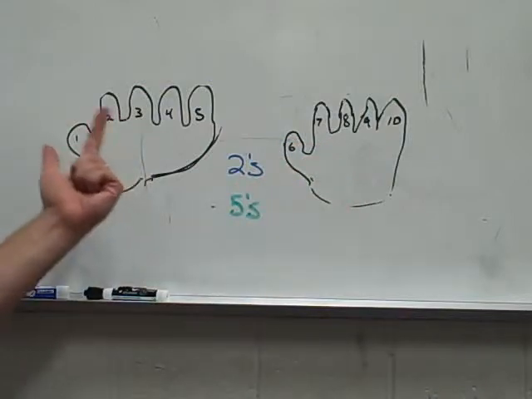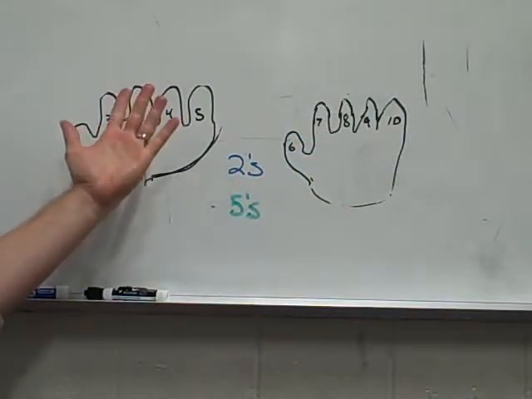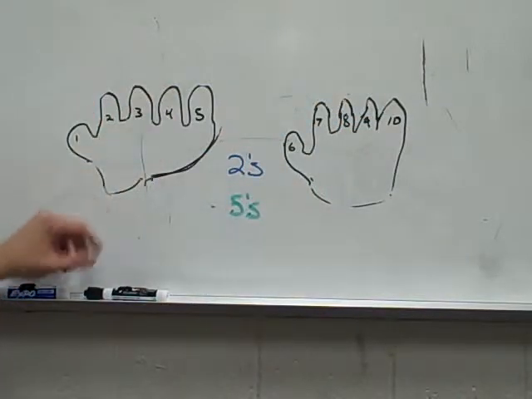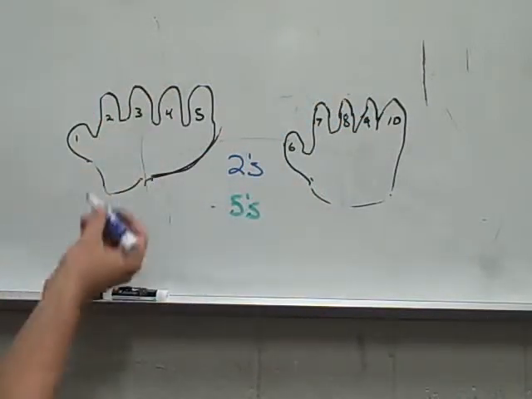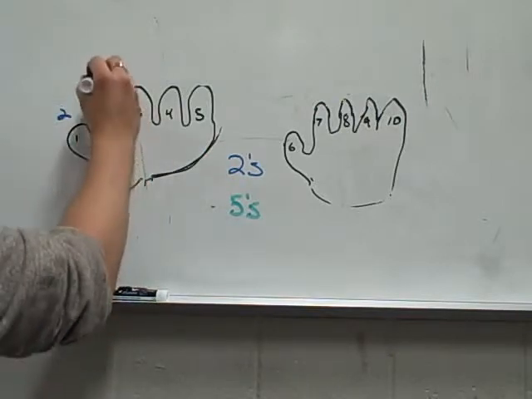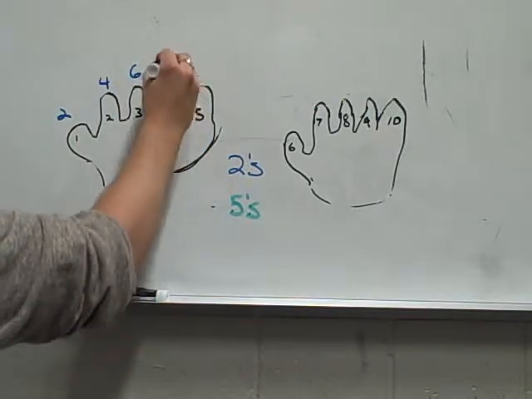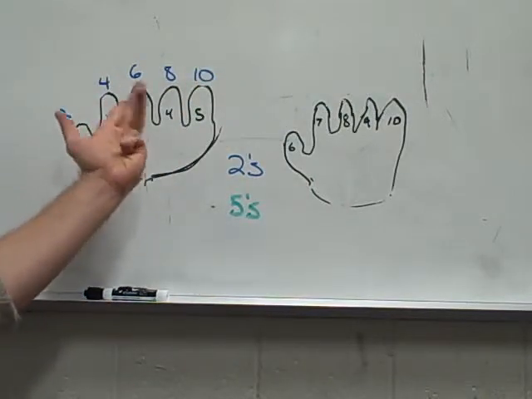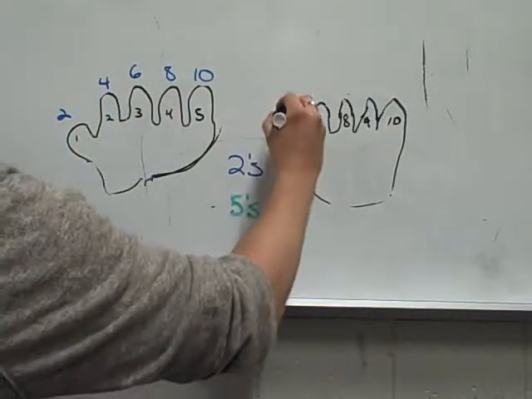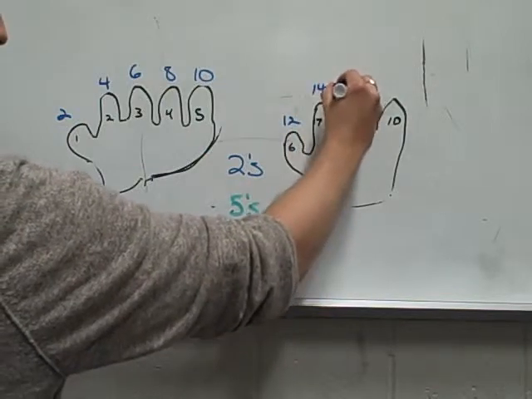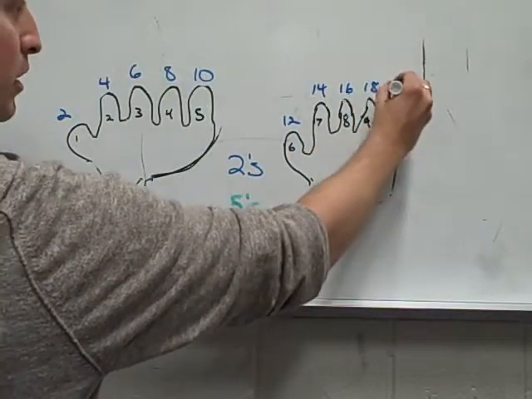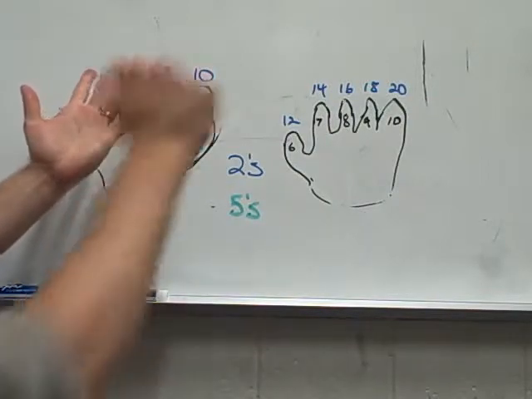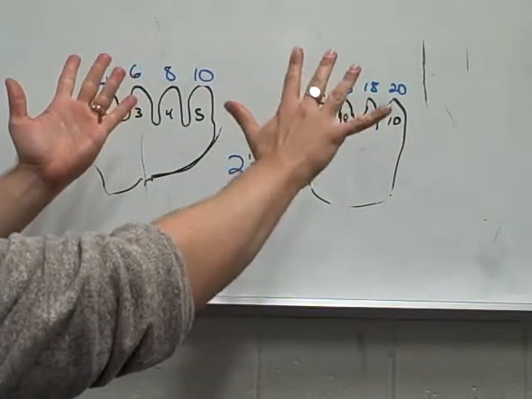So I've got 1, 2, 3, 4, 5, 6, 7, 8, 9, 10. But each time I count my fingers, I'm going to count a group of 2. So here I go. 2, 4, 6, 8, 10, 12, 14, 16, 18, 20.